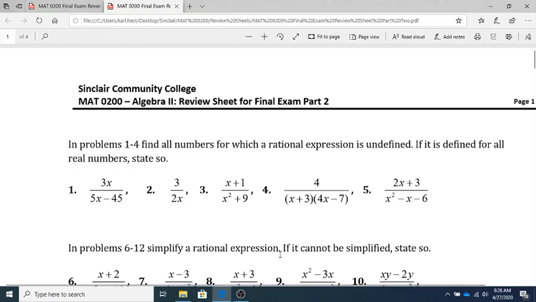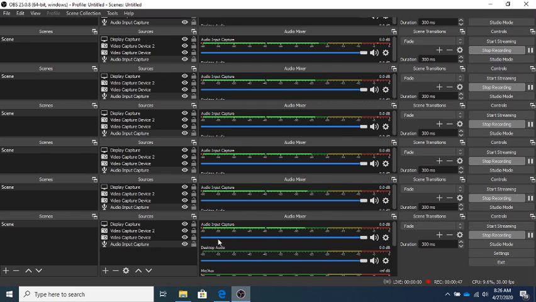Okay. First problem here, really the first 5 problems, same directions. It says find all numbers for which a rational expression is undefined. If it is defined for all real numbers, state so.